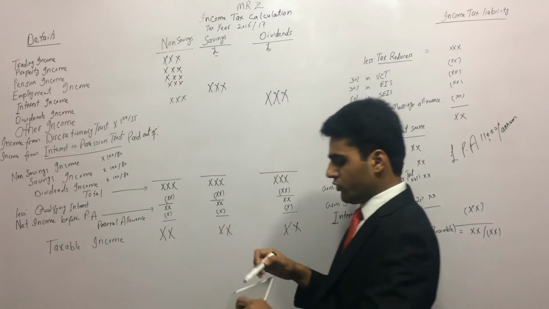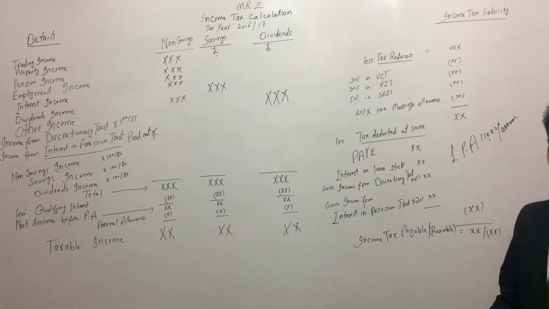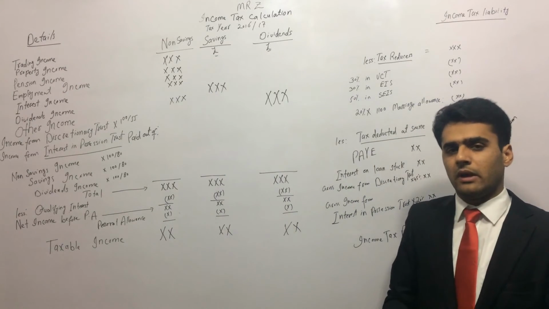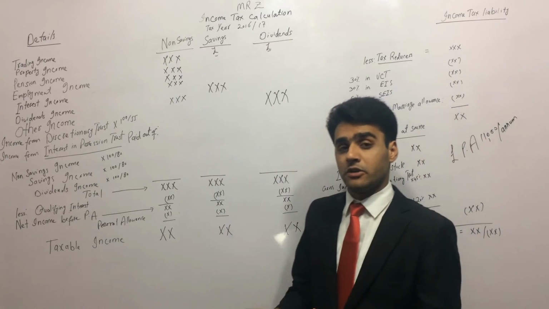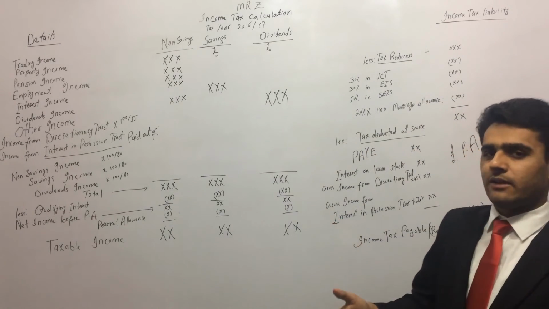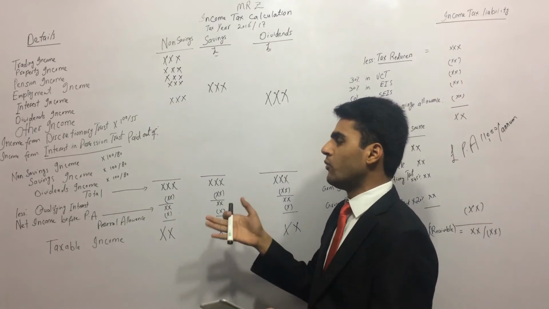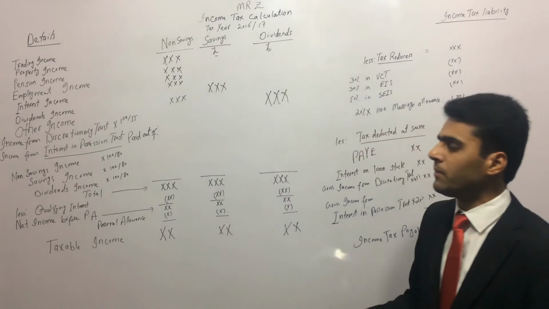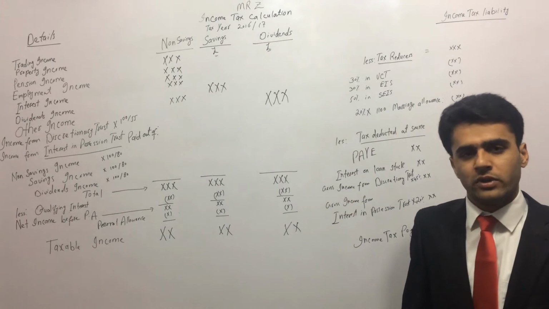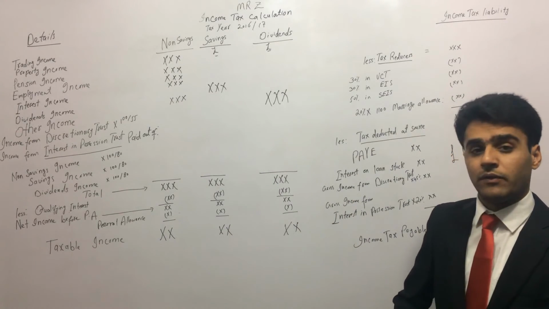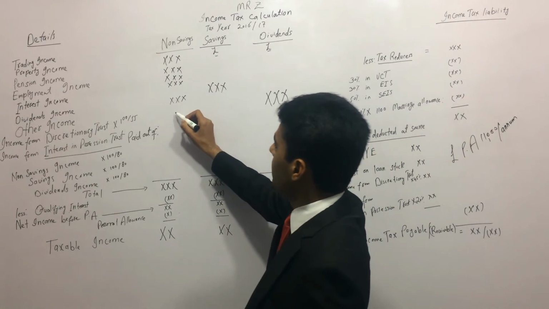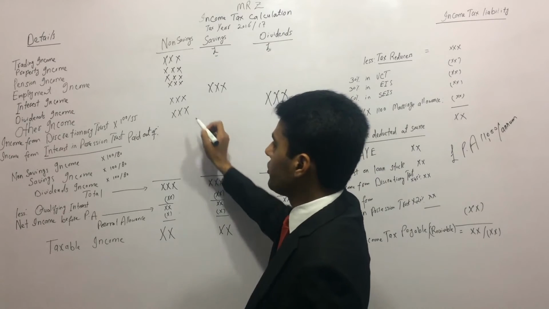What about the income from discretionary trust? Now, income from discretionary trust is received after paying some tax. 45% of tax is already deducted on discretionary trusts. So because the tax has already been deducted, we need to gross it up. How can we gross it up? 45% of tax has already been deducted, so we will multiply it by 100 and divide it by 55. And it will go into the non-savings again. That is income from discretionary trust.